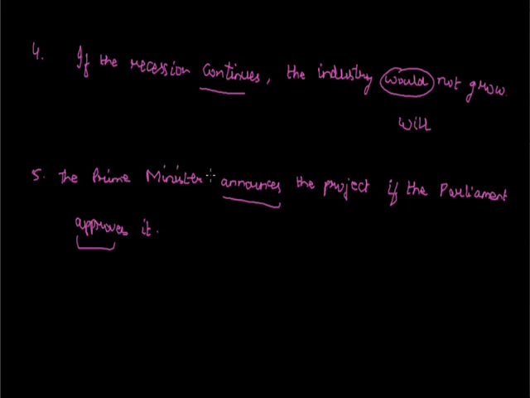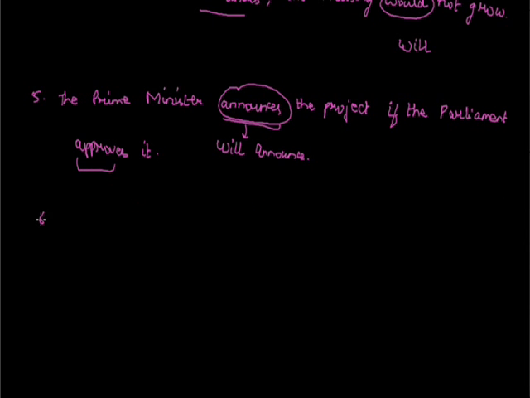So the error here is that in the result clause we should write simple future tense, that is will plus first form of verb, according to the first condition, possible condition. So the correct form is the Prime Minister will announce the project if the Parliament approves it. Will announce. Let's move to the next sentence. Now we have to choose among the two forms: if there is or will be a sudden rain.